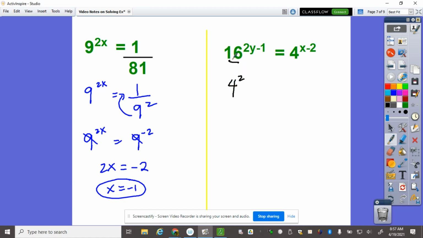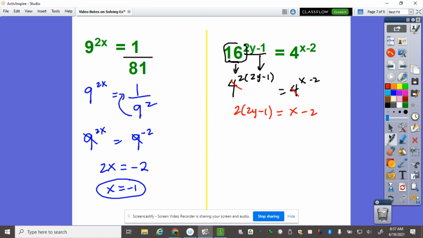If there's a 4 squared here, equals 16, but there's a 2y minus 1, I will put a parenthesis here and put 2y minus 1 there, because the 16 is the 4 squared. 2y minus 1, I just drop it down. 4x minus 2. Now you will see they have the same base, so I can focus myself on the exponent. Then I'll have 2y minus 1 is equal to x minus 2.